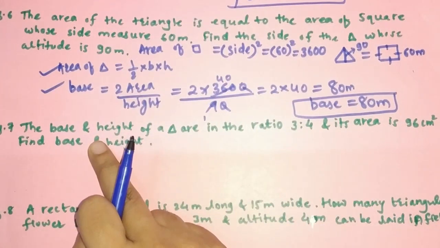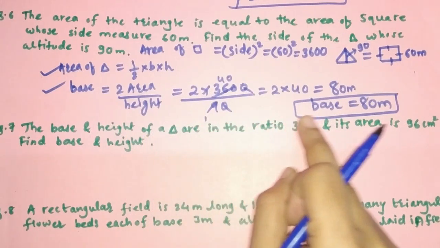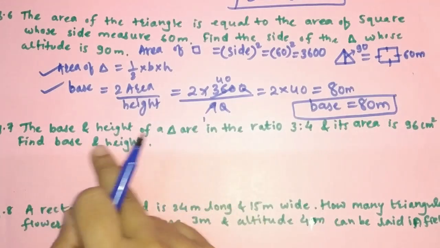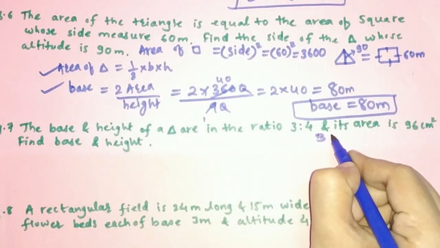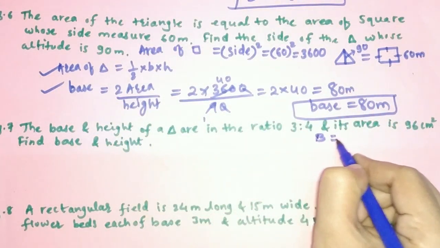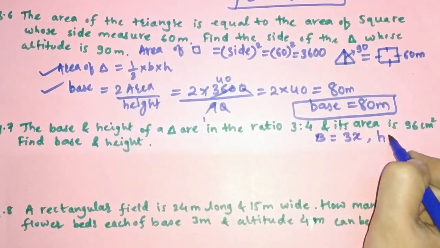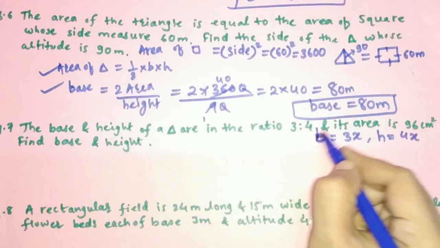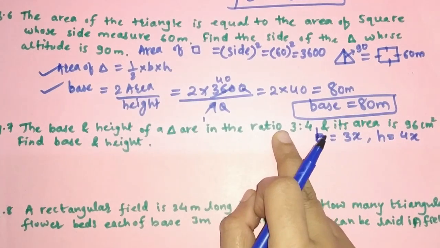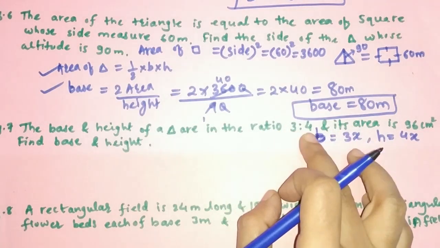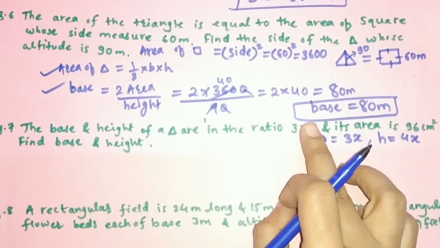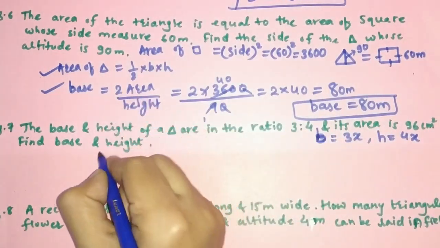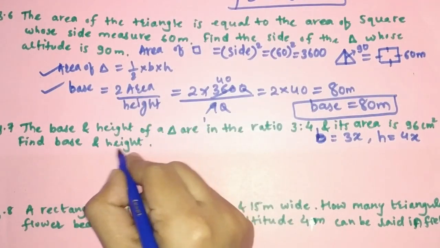The next question is: the base and height of a triangle are in the ratio of 3:4 and its area is 96 centimeter square. Find the base and height. So base is given as 3x and height is given as 4x. So listen here. First of all, if ratios are given, ratios are not actual numbers. 3:4 given means 3x you have to take, and 4x means something multiplied by this 3 and this 4. So now we want to find out the base and height.